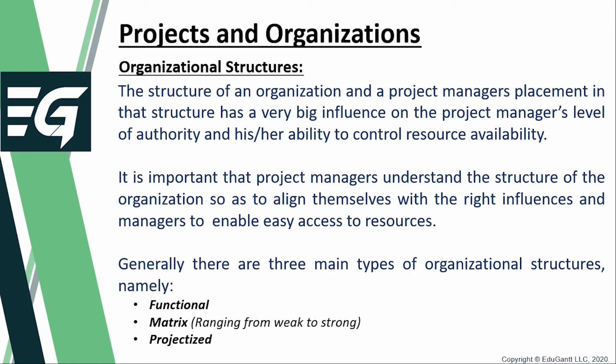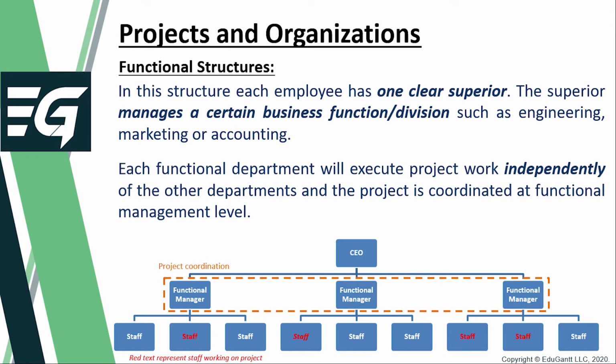Generally, there are three main types of organizational structures, namely functional, matrix, ranging from weak to strong matrix organizations, and projectized organizations. So let's look at functional structures. In this structure, each employee has one clear superior, which is the functional manager. Now, the superior manages a certain business function or division, such as engineering, marketing, or accounting.